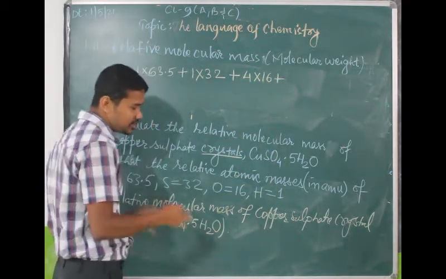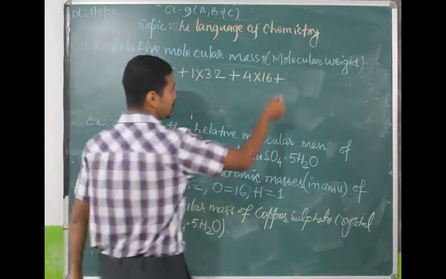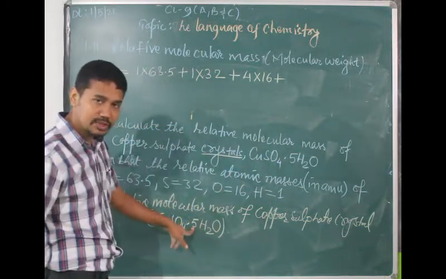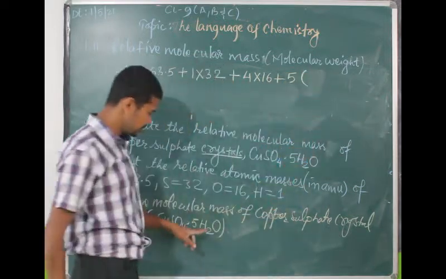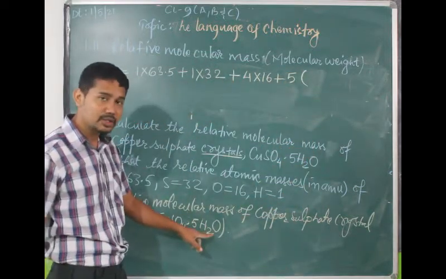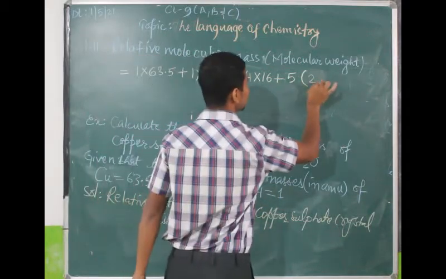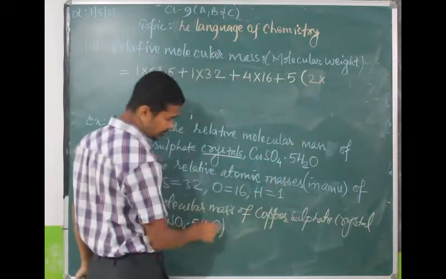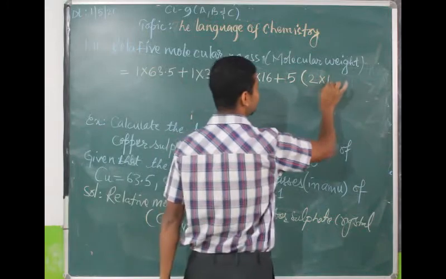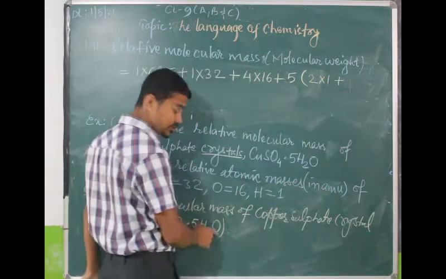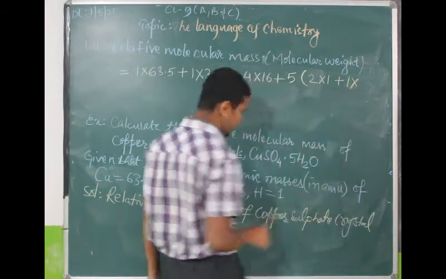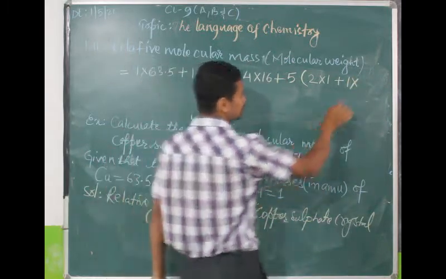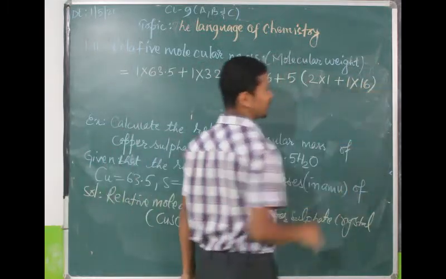This will be easy if you do the water molecule separately. Plus, what is the number of molecules? 5. So right here, 5. And inside the bracket, how many hydrogen atoms are there? 2. So 2 into the atomic mass of hydrogen, 1. Plus oxygen? 1. So 1 into the atomic mass of oxygen, 16. This way.